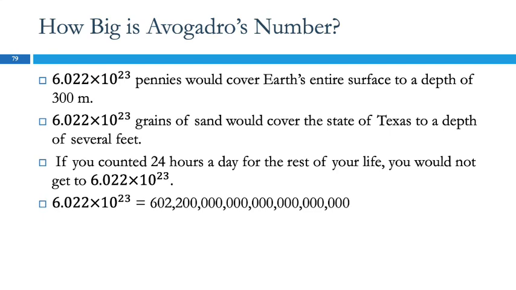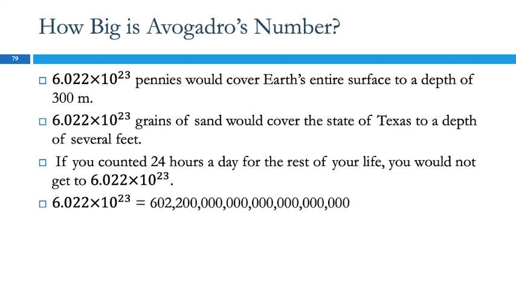It's mind-boggling. There's not enough grains of sand in the earth to amount to that. No, there aren't. If we had Avogadro's number of grains of sand, it would cover the state of Texas to several feet. If you counted for 24 hours a day, no rest breaks at all, no checking your phone, the rest of your life, you couldn't get to Avogadro's number. To put it into perspective, it took one man 88 hours straight to count to 1 million.